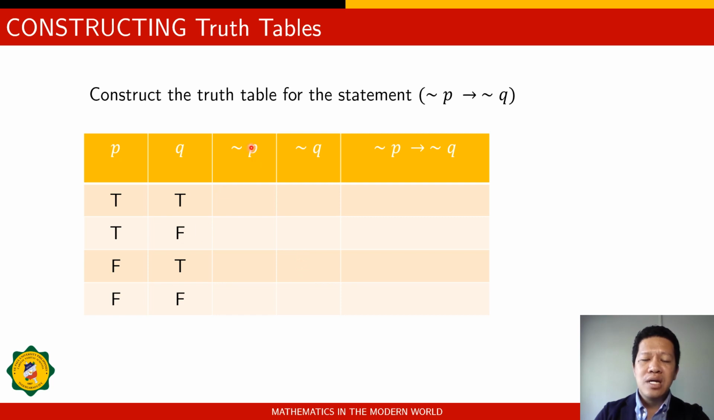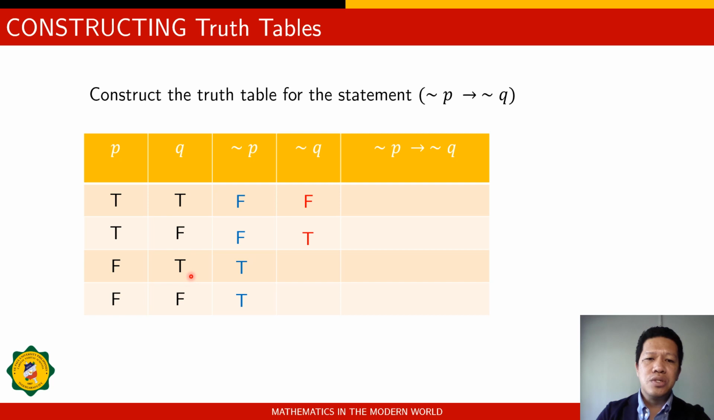So let's get first the truth value of not P, that is just the negation of P. If P is true, then not P is false. If P is true, not P is false. If P is false, not P is true. And if P is false, not P is true. And then we also get the truth value of not Q. You refer to the column with your Q and get the negation. If Q is true, the negation is false. If Q is false, the negation is true.